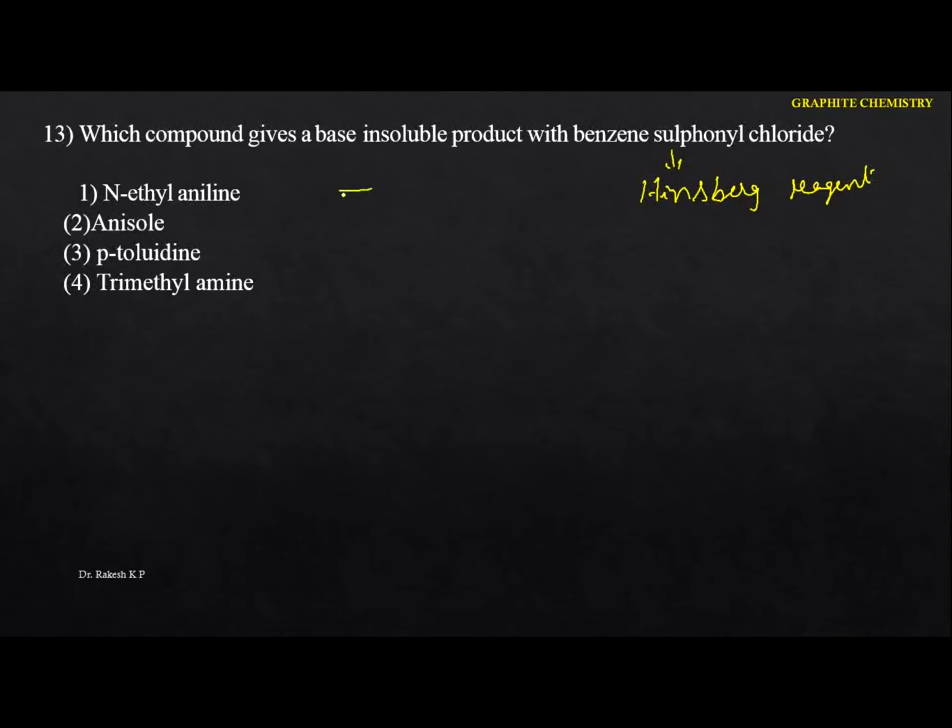So this is N-ethyl aniline. This is aniline, where one of the hydrogens is replaced by this group. So this is an example of a secondary amine. Now let me take anisole. Anisole is methoxy benzene, so it is an ether here.